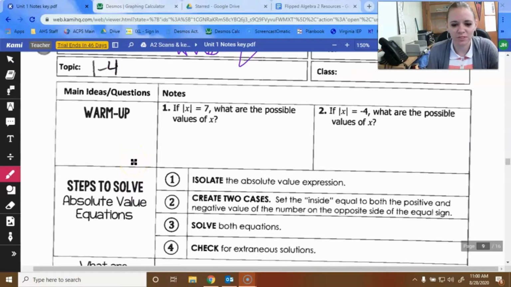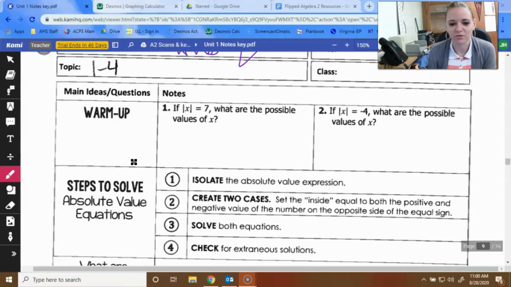Remember, absolute value, of course, is these little bars you put around something. It doesn't have to just be x, we're going to see. In this case, the absolute value of x is 7. What would be the possible values of x? In other words, what values can I put in here to get a result of positive 7?